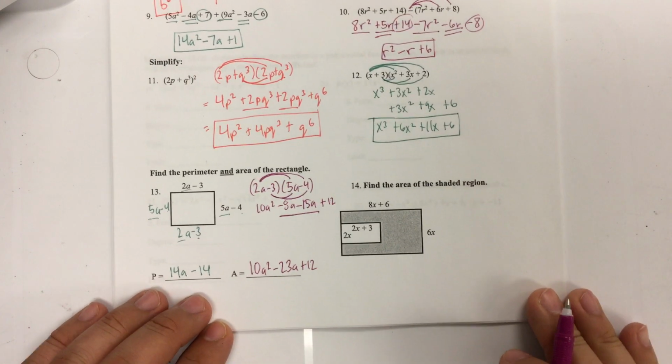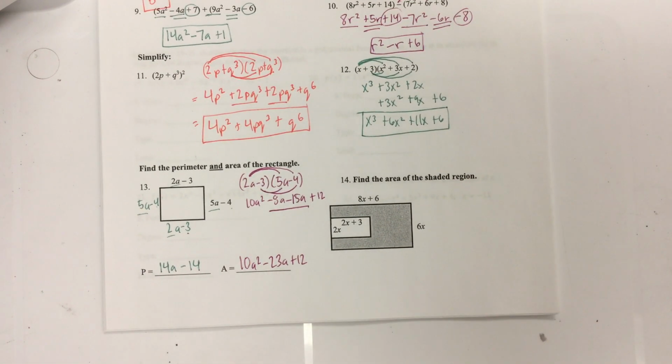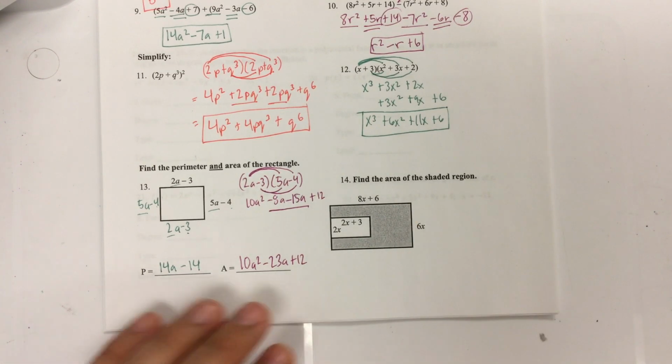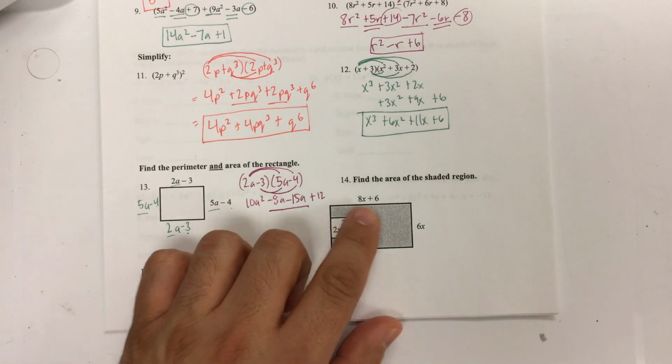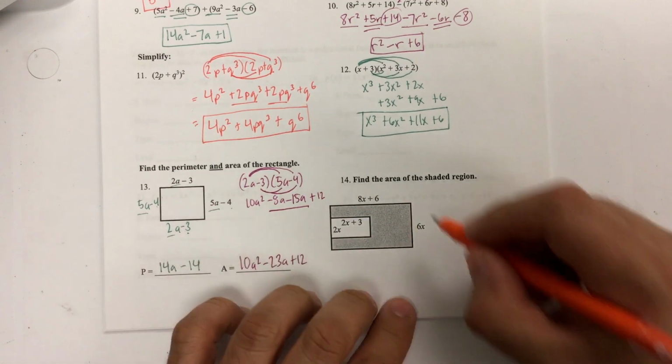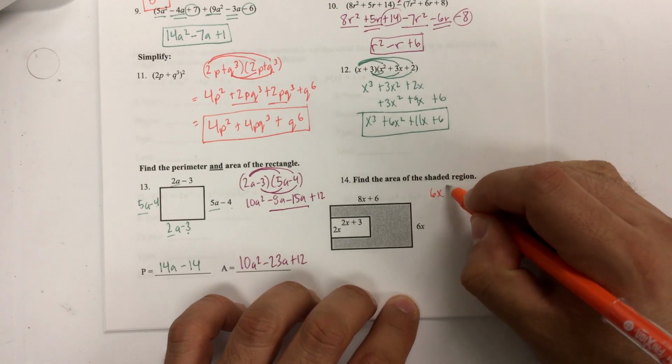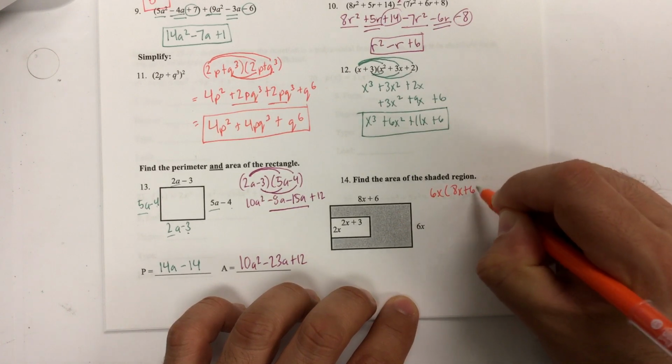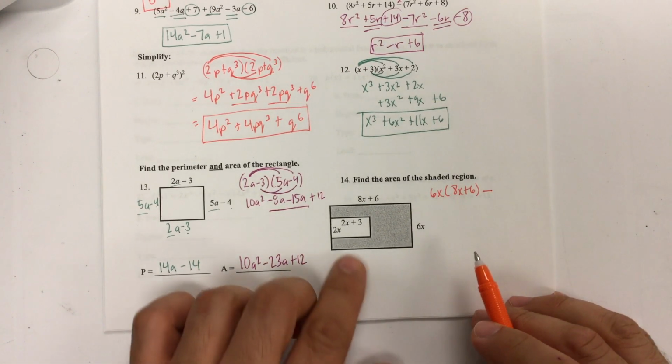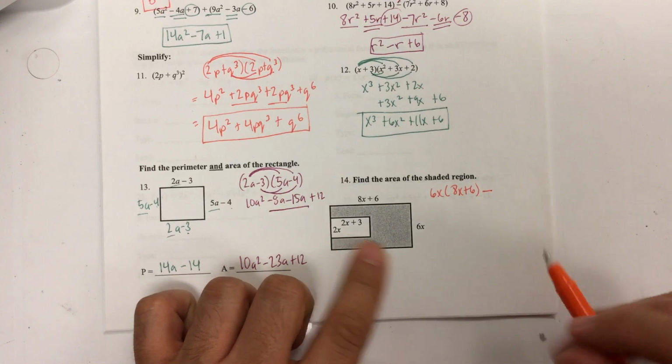All right, for number 14, here it says to find the area of the shaded region. So first we're going to find the area of the whole rectangle, which is 8x plus 6 times 6x. And we're going to subtract the area of the unshaded region, which is 2x times 2x plus 3.